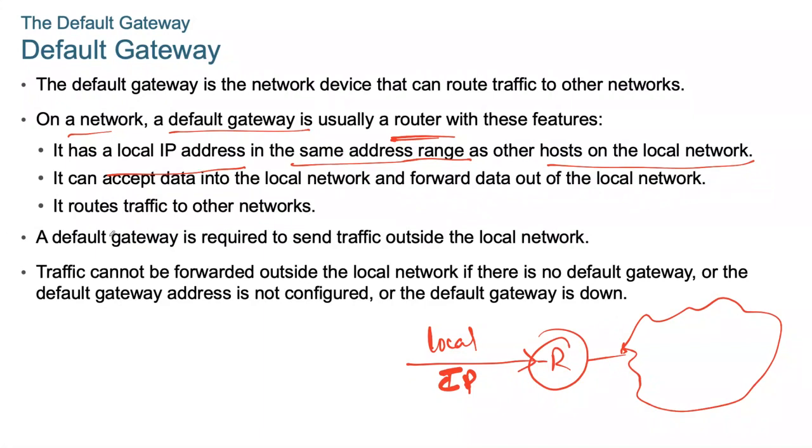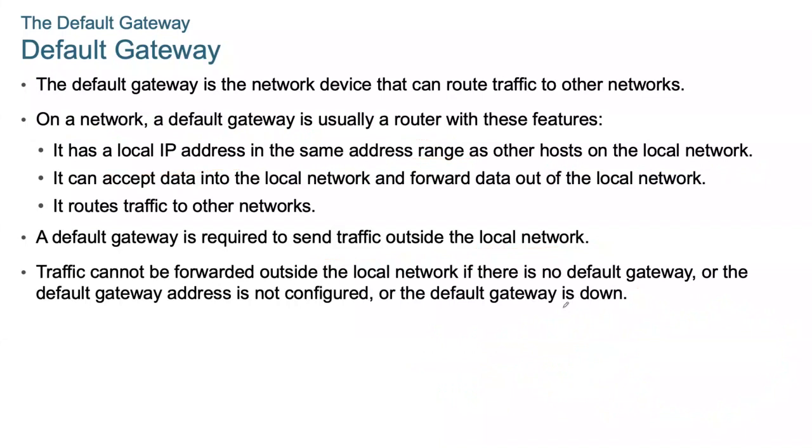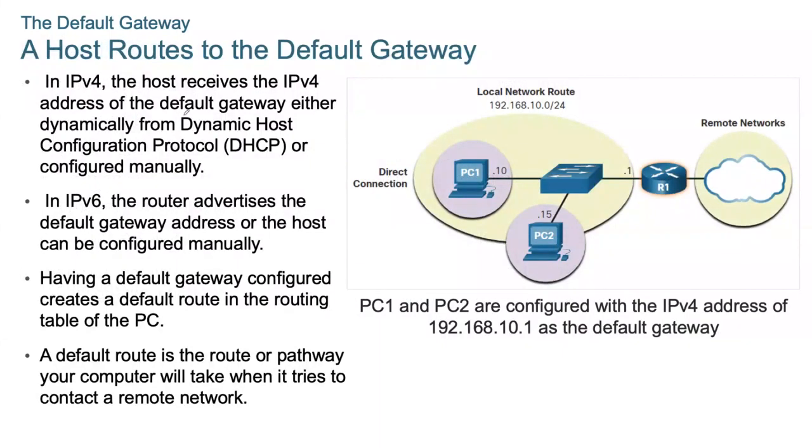But when it is routing the traffic to another network, the default gateway is required to send traffic outside the network. So traffic cannot be forwarded outside the network with this local IP address, if the default gateway address is not configured or the default gateway is down. So what will it do? The local IP address is required to be translated. Here it uses network address translation to convert the local IP address into your public IP address.